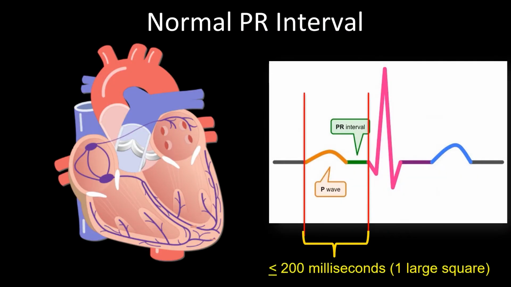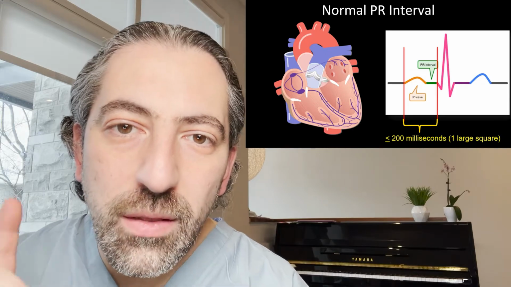So now that you've learned how to do the rate, rhythm, axis, and look at the P wave, we're going to explore the PR interval. The PR interval is the duration from the beginning of the P wave to the beginning of the QRS, and it includes the P wave. So on ECG, it's from the beginning of the P wave to the beginning of the QRS, and usually it's less than or equal to 200 milliseconds, which is less than or equal to one large square.